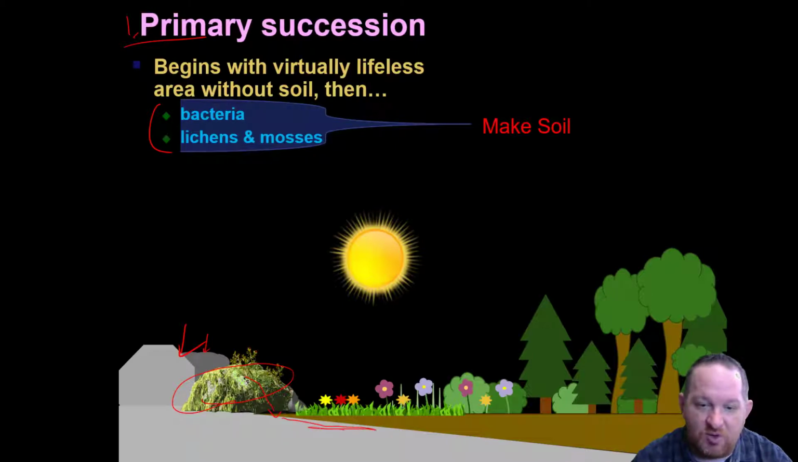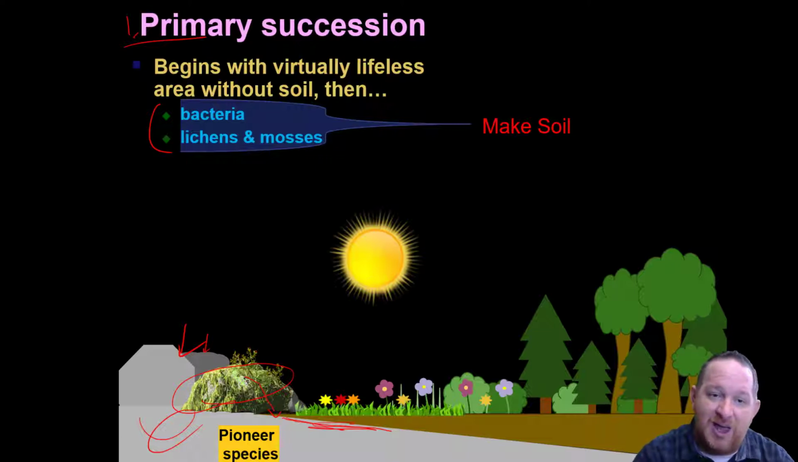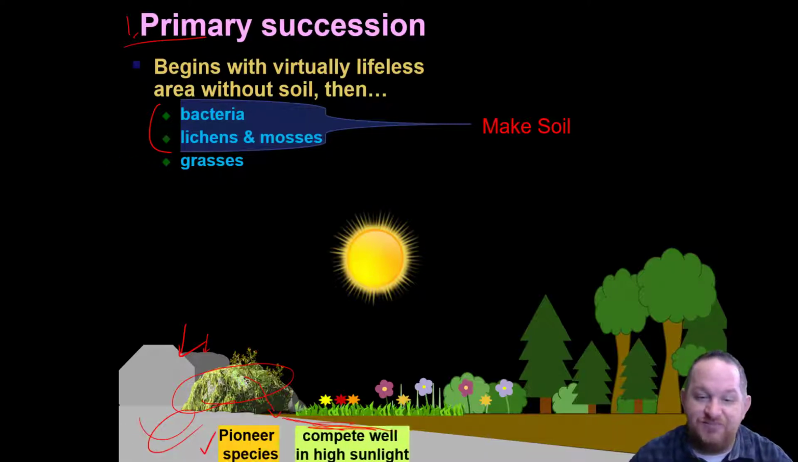You can see the soil starting to form here. Here it was all rock. Now we see a thin layer of soil. Once we have soil, we'll get to see other things. So we call these bacteria, lichens, and mosses the pioneer species. They were the pioneers, the first ones there. Then we see the grasses.